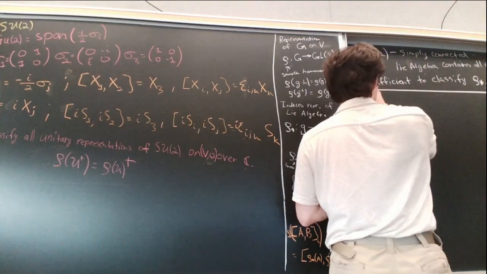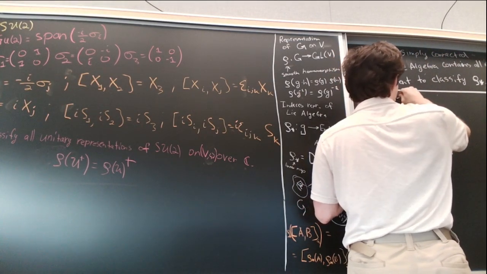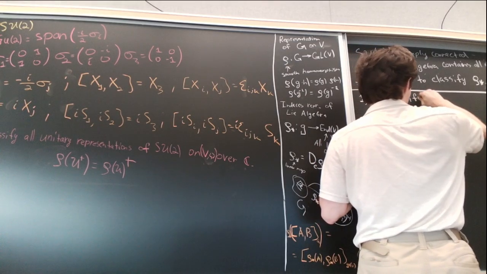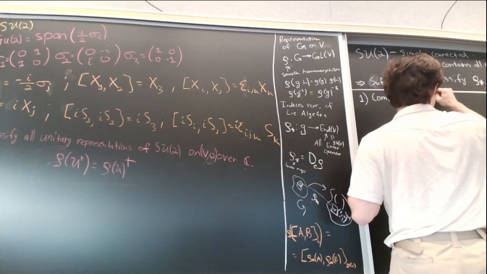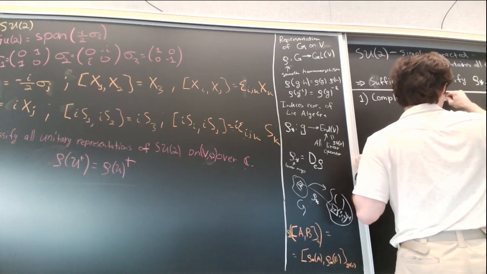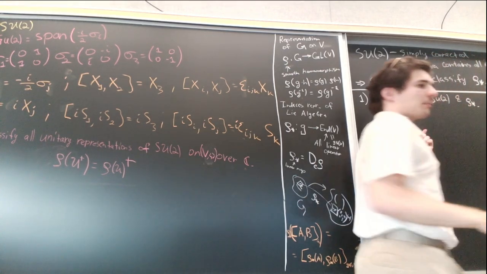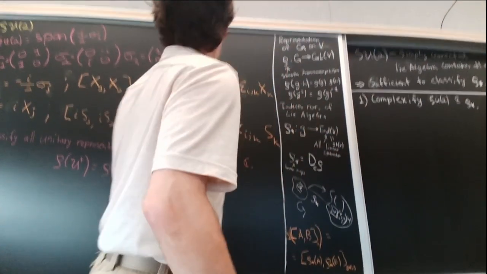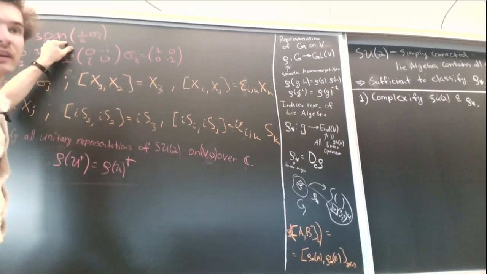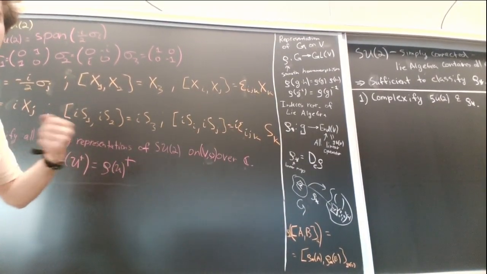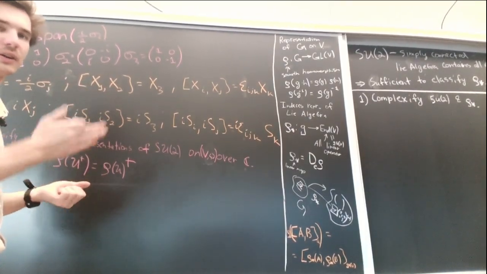So step one is going to be to complexify this SU2, the Lie algebra, and by extension rho star. So complexify means, before it was a span with real coefficients. Now I'm going to allow complex coefficients. Okay, that's fine. I just add an extra i and then okay.